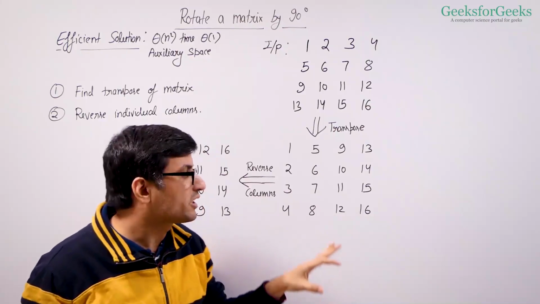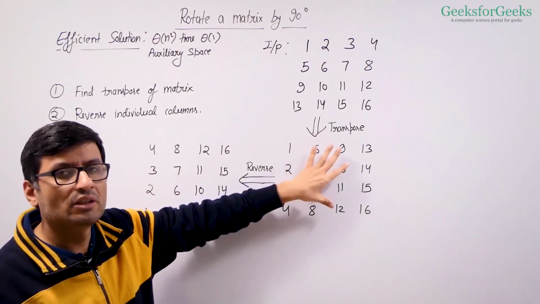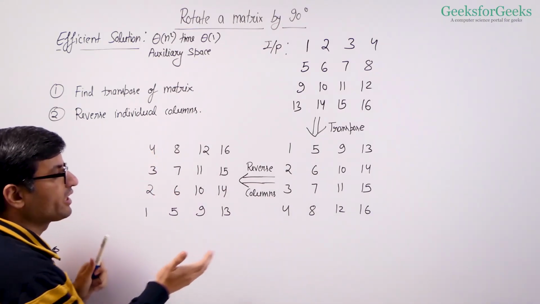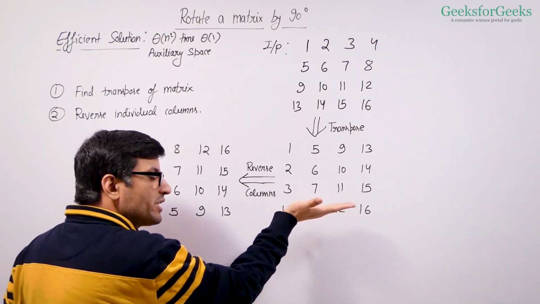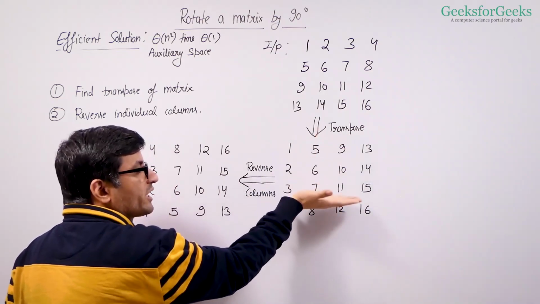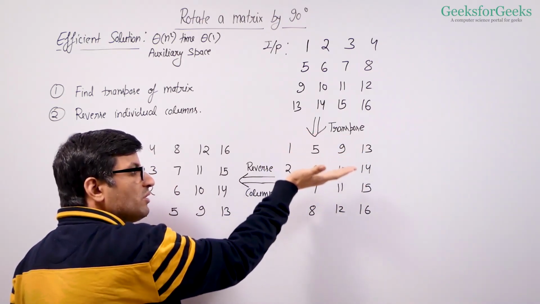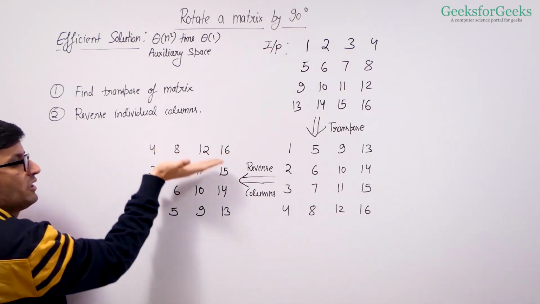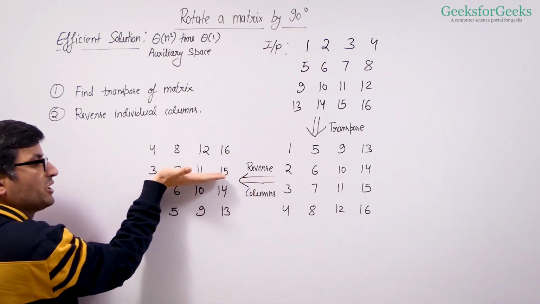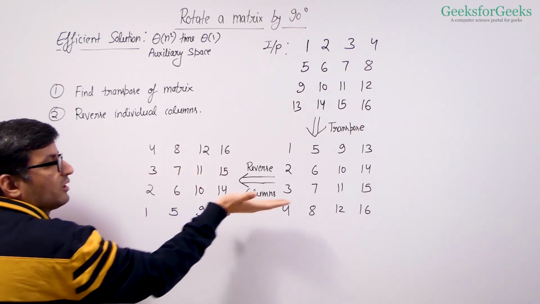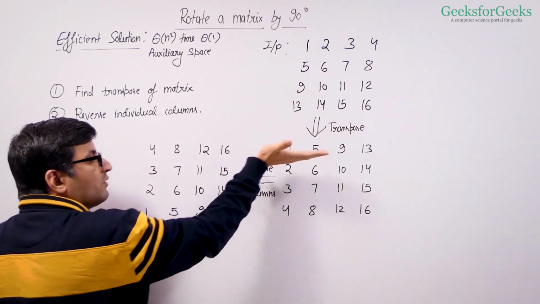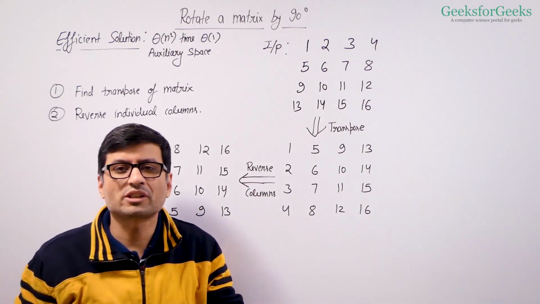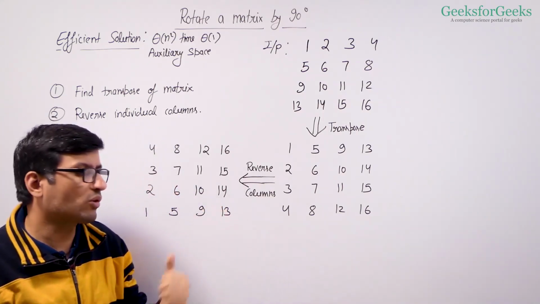So if we have constructed the transpose matrix, we can convert it into our required matrix by simply reversing the columns, by making the last row the first row, the second last row the second row, and so on, right? So the last row has to come at this position, the second last row has to come at this position. It should become the second row, the third last row should become the third row, and the first row should become the last row. To do this, we need to simply reverse individual columns and we get our required result.